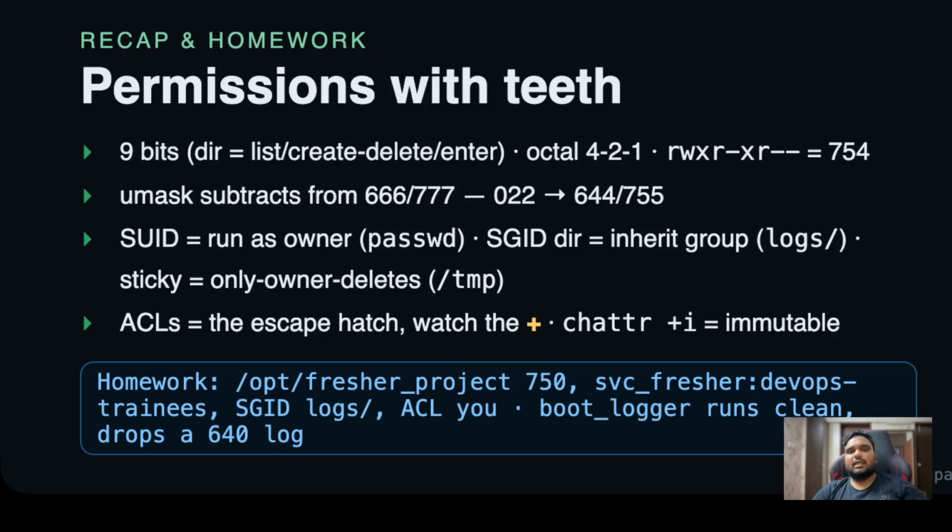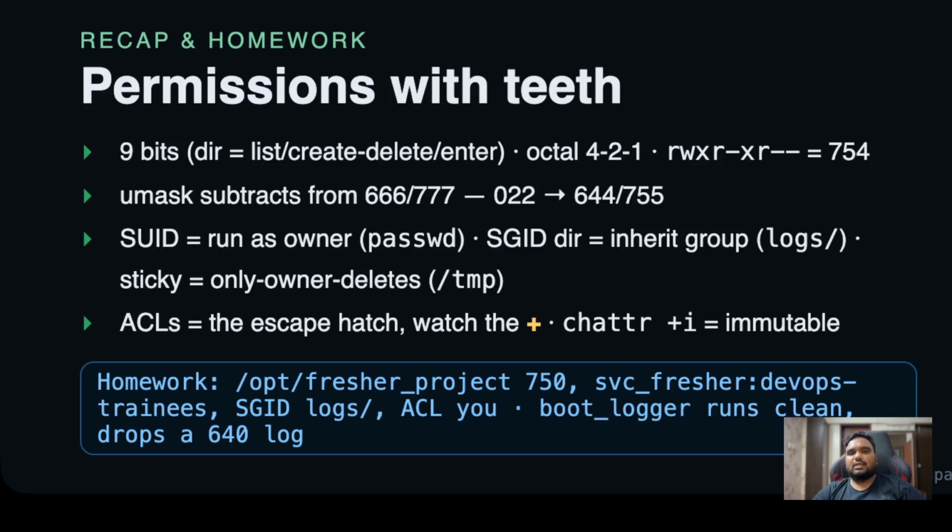So let's do the recap. We learned about 9 permission bits: read, write, execute for owner, group and others. And on a directory, those mean list, create or delete, and enter. Octal is r equal to 4, w equal to 2, and x equal to 1, and it is summed per class. So rwx r-x r-- is 754. The umask is what gets subtracted from 666 for files and 777 for directories. Default 022 gives you 644 and 755.